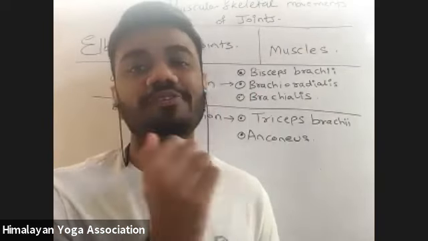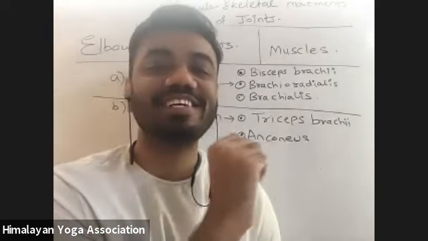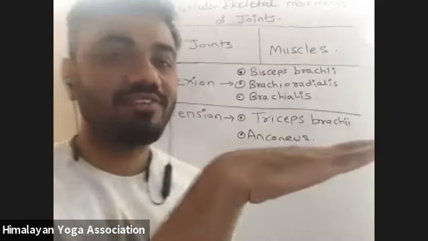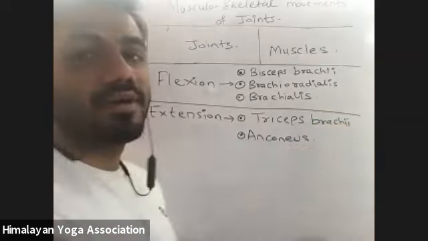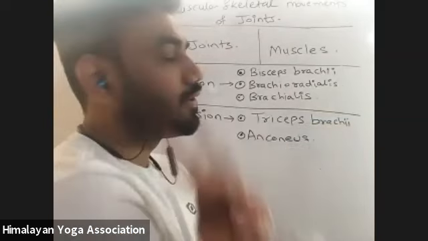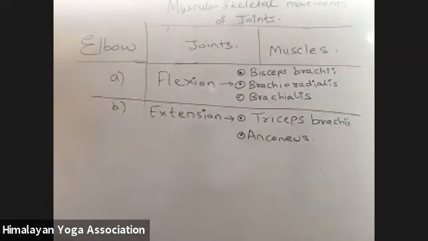So we are now on the elbow joint. In the elbow joint, we keep the wrist in the neutral position. Just extend the arm straight. You will contract the triceps and the anconeus muscle.